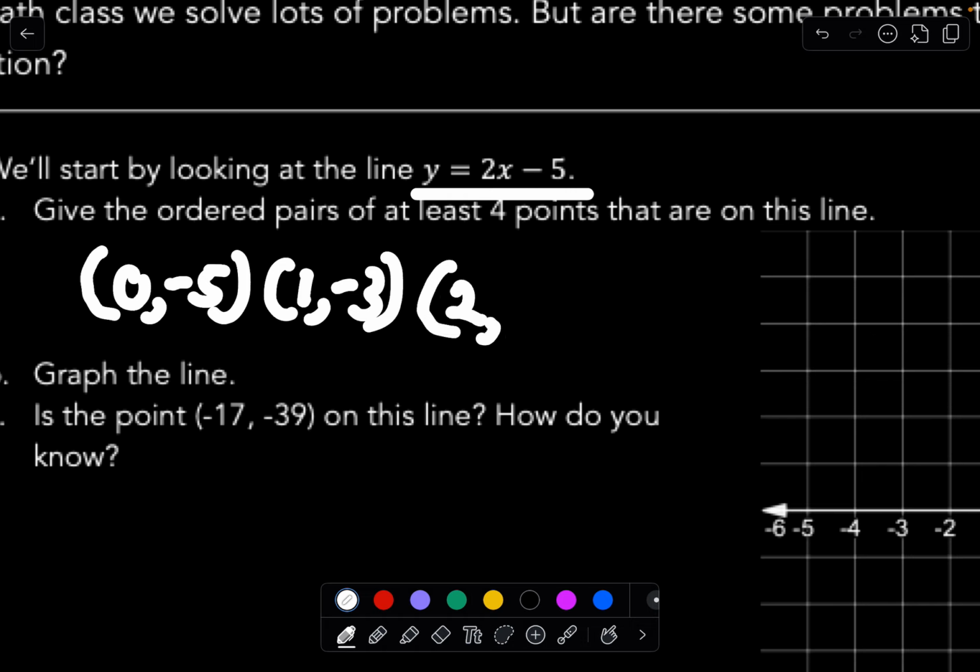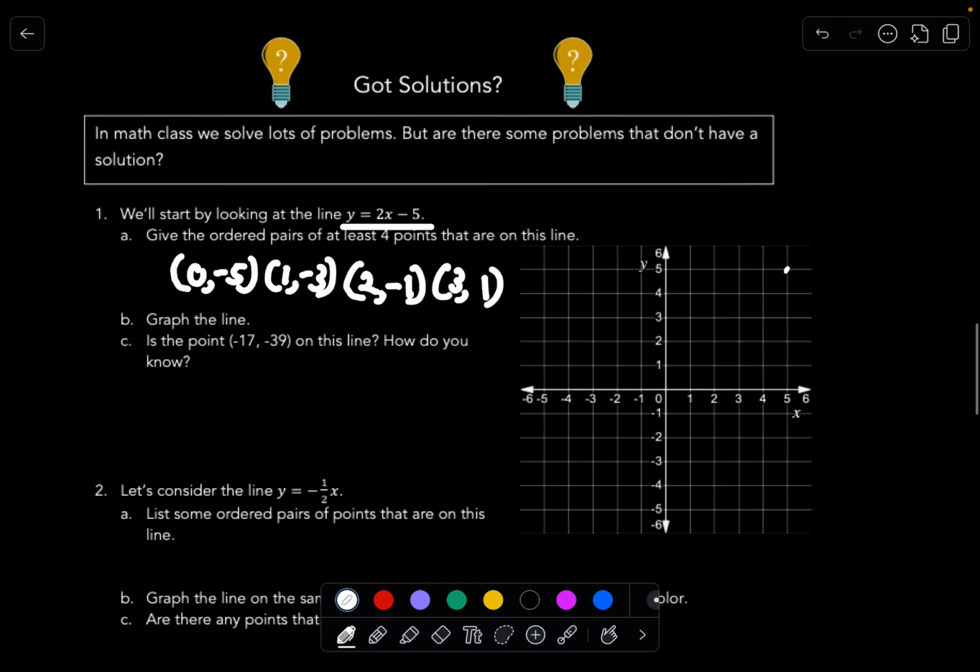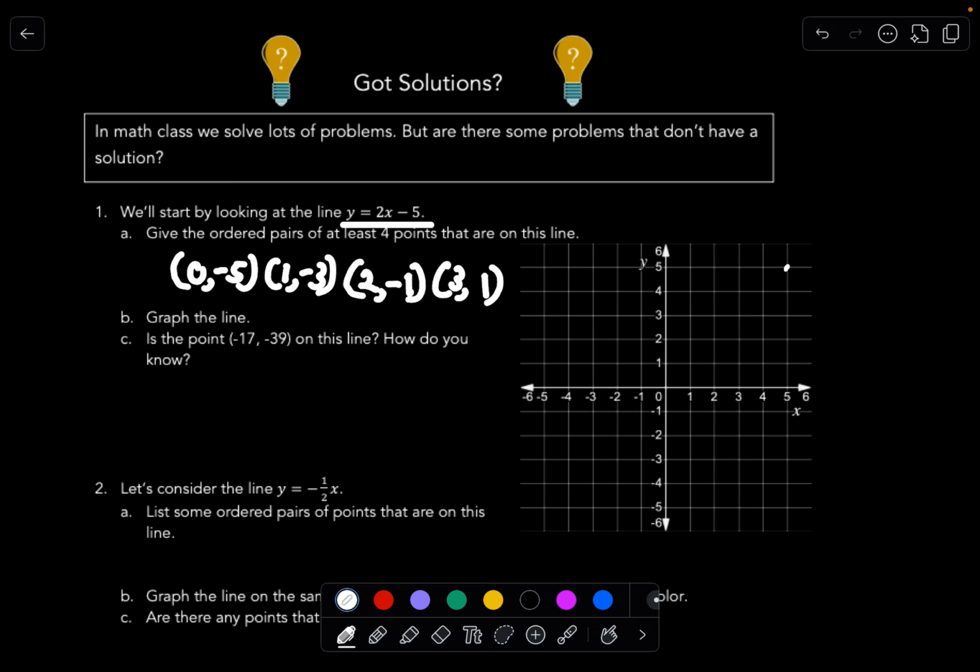We could say 2. Let's see, 2 times 2 is 4, minus 5 is negative 1. And we could say 3. 2 times 3 is 6, minus 5 is 1. There are 4 points. Now graph the line. So over here on this grid, we'll graph the point (0, -5), which puts us down here. (1, -3). Notice I went over to the right one and up 2, over to the right one, up 2. I don't have to plot. I'm using slope because the slope of this line is 2.